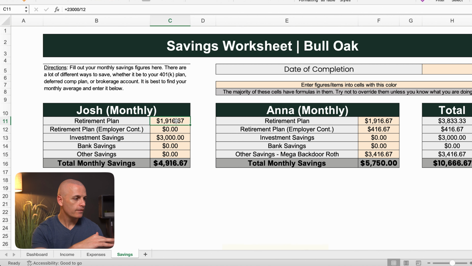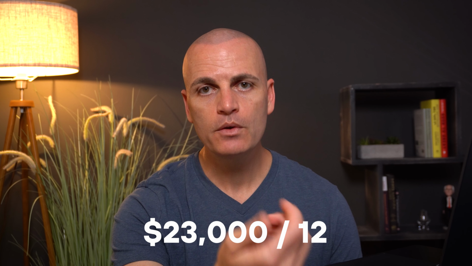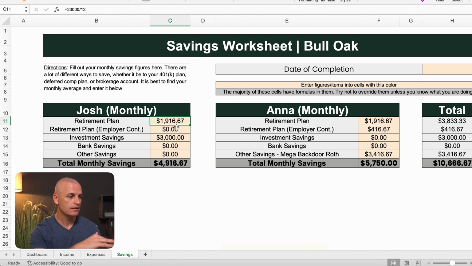So for both of them, we have them maxing out their 401k. So we just took $23,000, divided it by 12. Even though they're not making monthly contributions, they're actually making bi-weekly, but they are maxing it out to $23,000. So this is the actual monthly average. So $19,016 per month is what they're putting into their 401k.